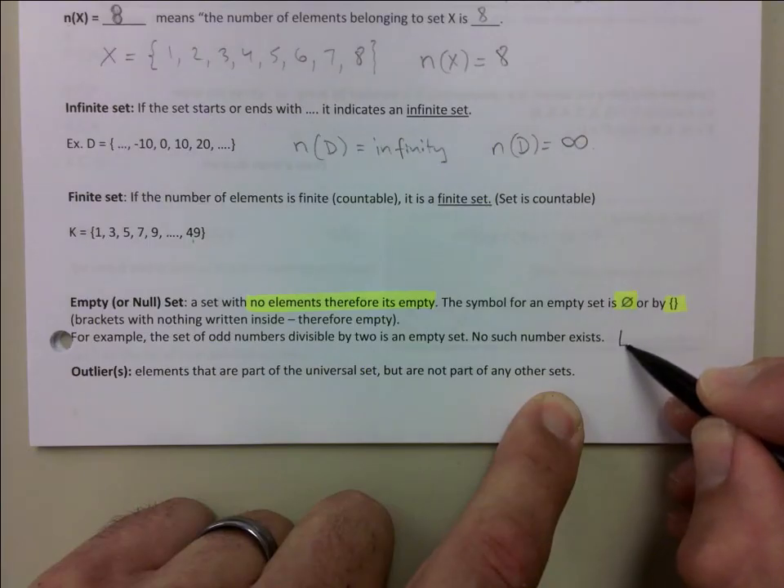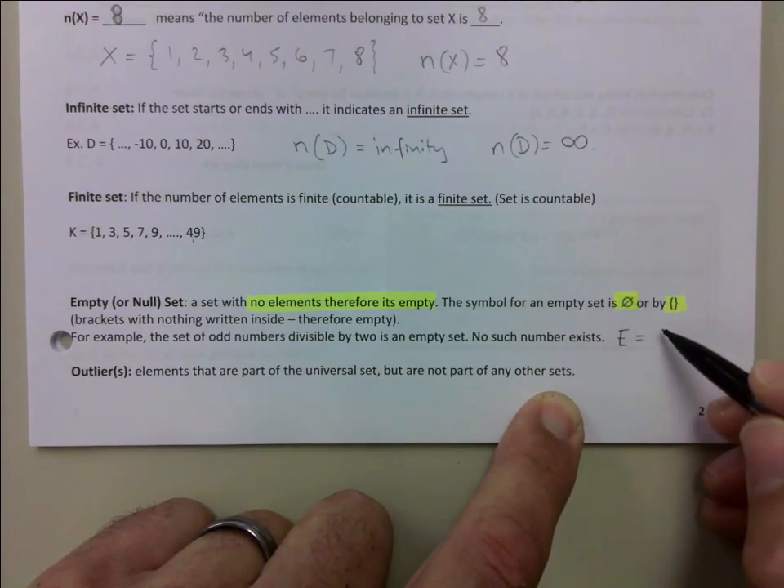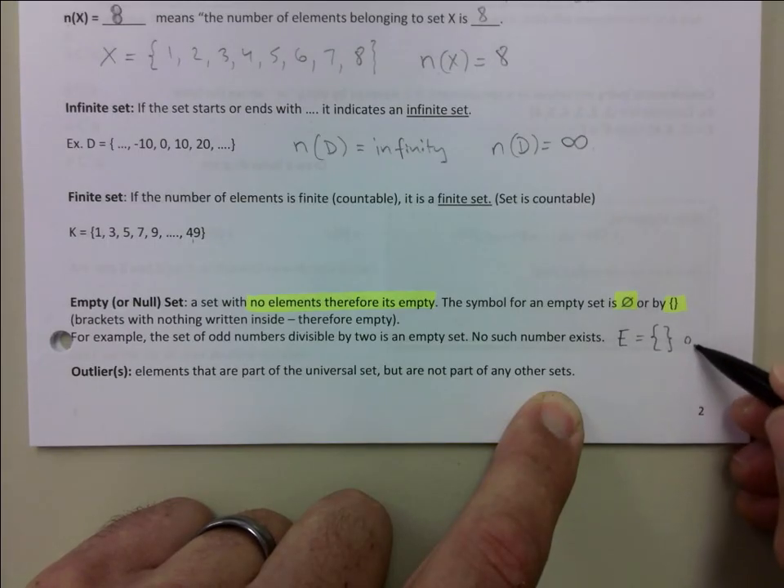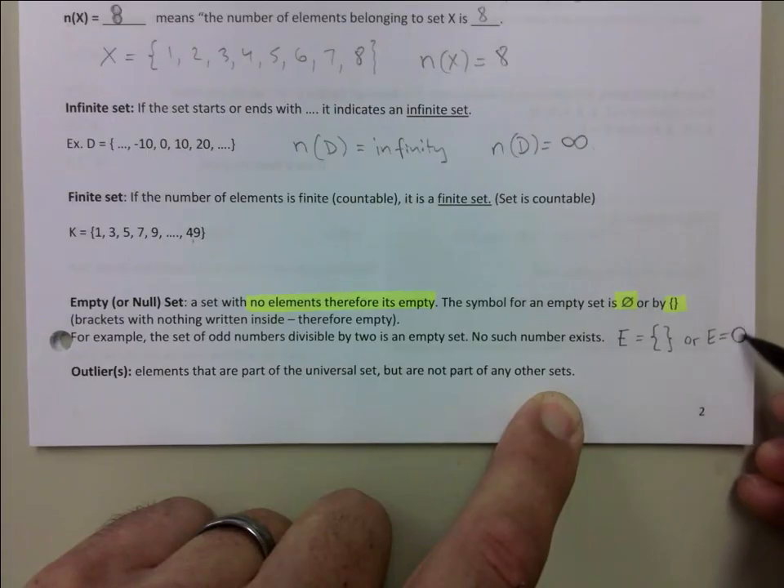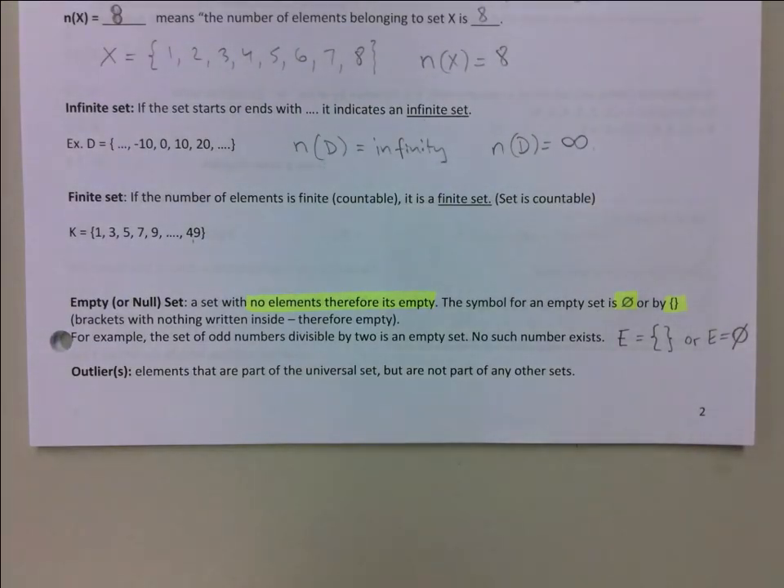Okay, so we can just say if you have, let's call it E, if you just do one of these, that's fine. Or E is 0 crossed out like that. I like the braces one. It's clearly telling me that there's nothing in there.